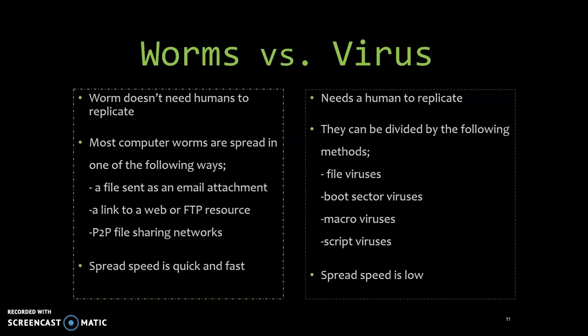And here's a little chart of the differences between worms and a virus. So worms don't need humans to replicate. Most computer worms are spread in one of the following ways: a file sent as an email attachment, a link to a web or FTP resource, P2P file sharing networks, and the spread speed is quick and fast. As with a virus, it needs a human to replicate. They can be divided by the following methods: file viruses, boot sector viruses, macro viruses, and script viruses, and the spread speed is slow.